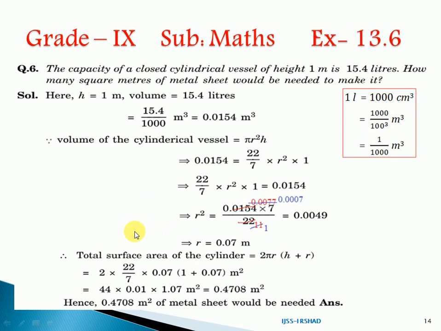Now they told you to find how many square meters of metal sheet are required. That is the total surface area of the cylinder. And the total surface area of the cylinder, as we have learned previously, is equal to 2 pi r in bracket h plus r. So just put the value: 2 pi 22/7, r is this 0.07, we got it from here, and height is 1, and r again this. You solve this, you will multiply.